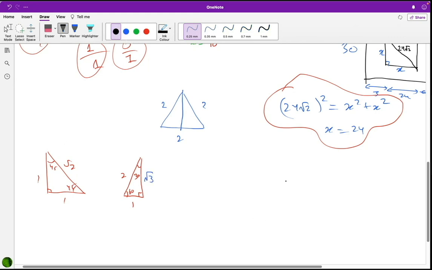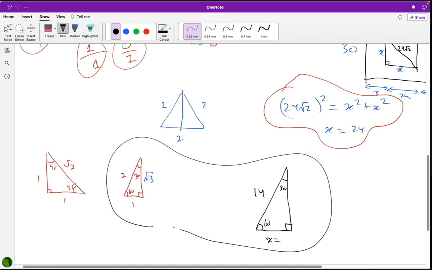And in the same manner, if I just draw another triangle and I tell you that this is 14, what would x be? Just compare these two. What would x be? 7. 7, right? And what would y be? Root 21. That is 7 root 3. See, this side root is 21, right? 7 times larger.